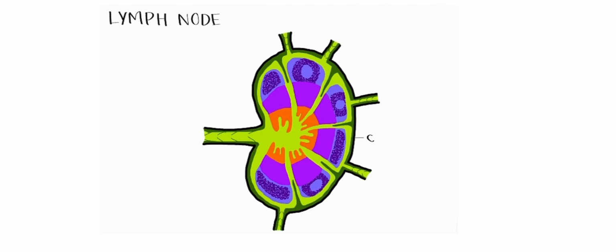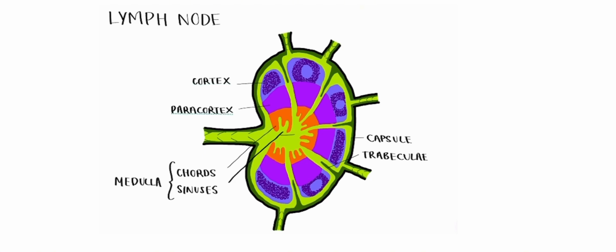Externally, we can see the capsule surrounding the lymph node. From the capsule, column-like processes known as trabeculae extend into the parenchyma. Underneath this capsule, there are three main layers: the cortex, the paracortex, and the medulla, each with their own cells and functions.